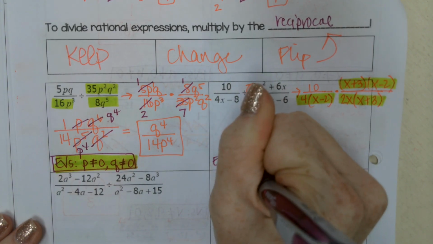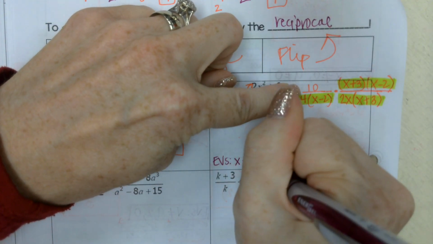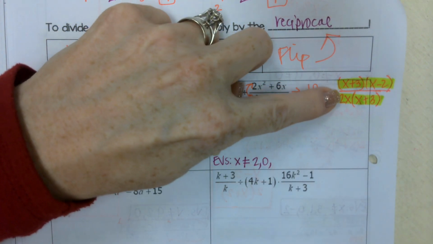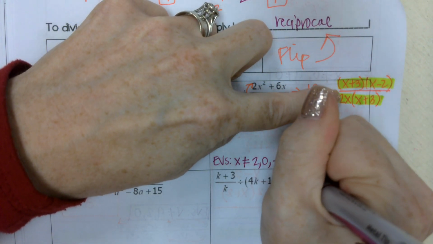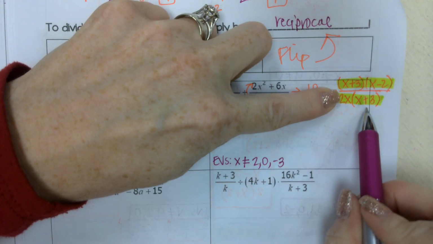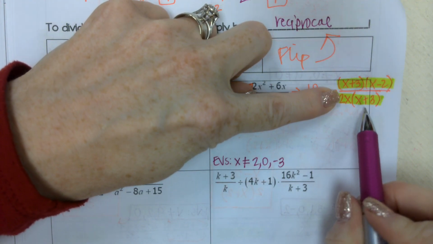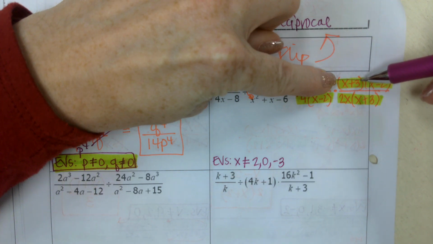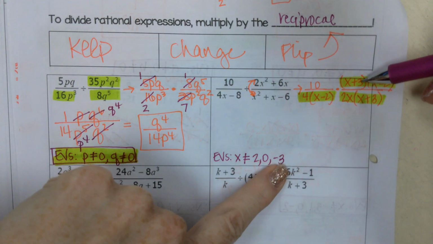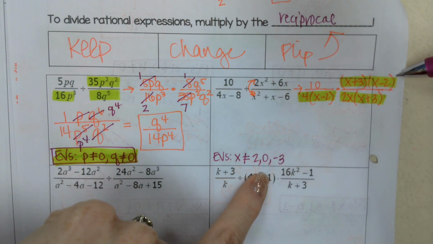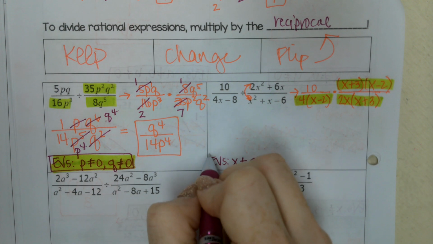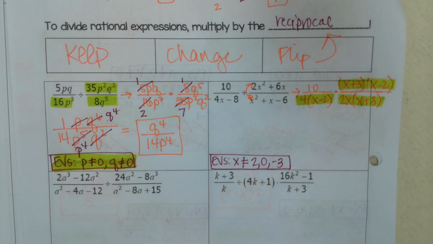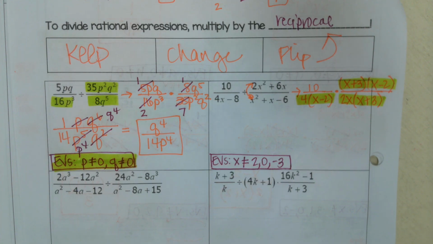Right here, x cannot be positive 2, x cannot be 0, x cannot be negative 3. If I come up here and look at these also, do you agree that I already had the negative 3 and the positive 2? So you don't have to rewrite those. But we did have to make sure we had everything we needed.